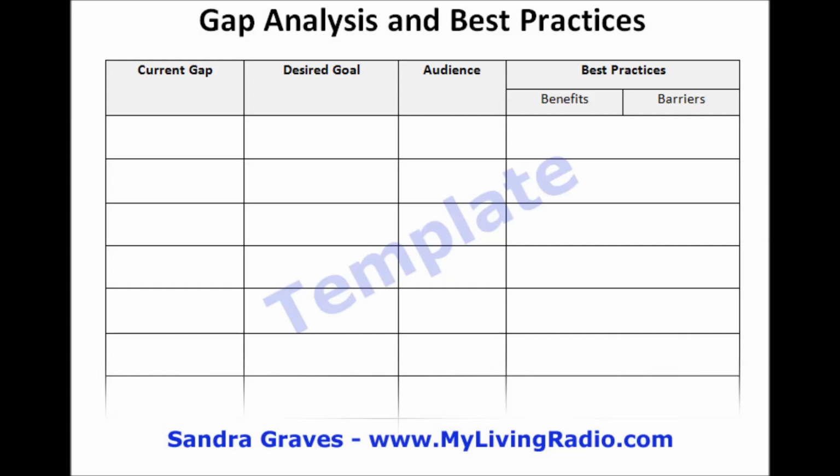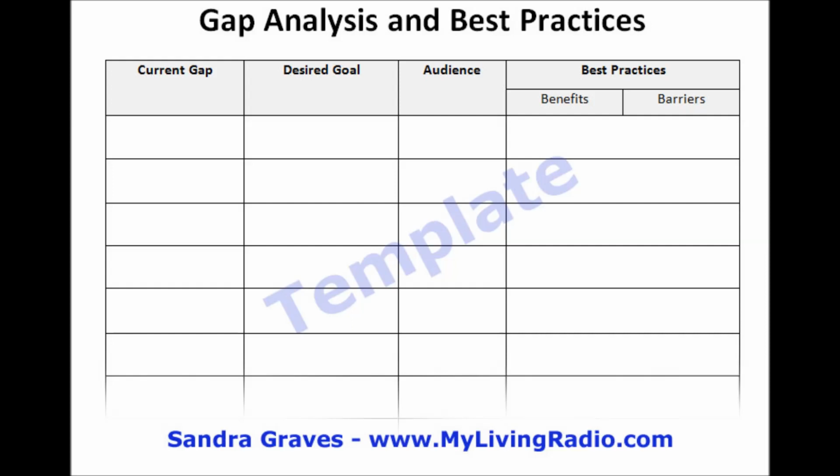And as you can see, in this document or this template, from left to right, the first column says current gap. And in this section, you are going to gather all the information that you need to identify the barriers, the goals, the benefits, all of these things that you are facing in the present moment.